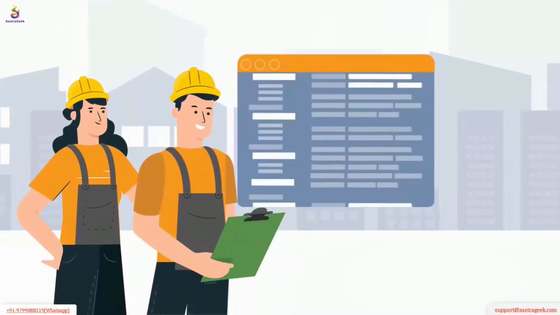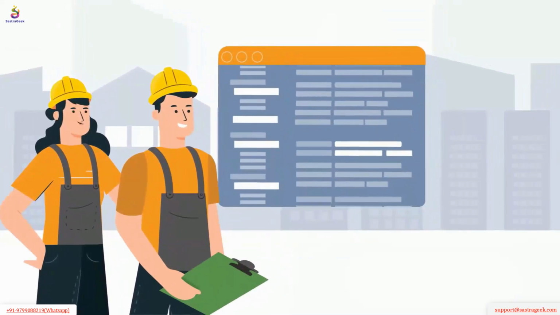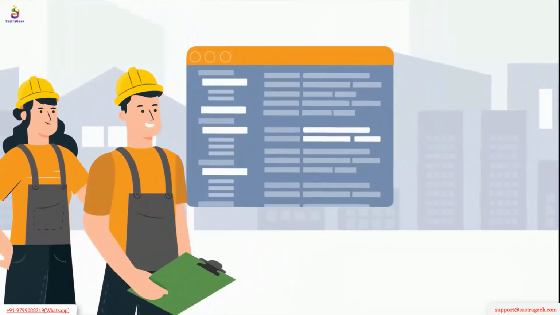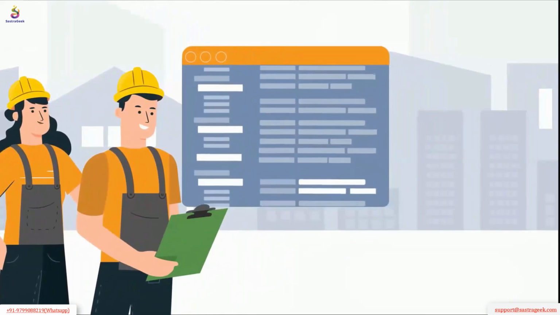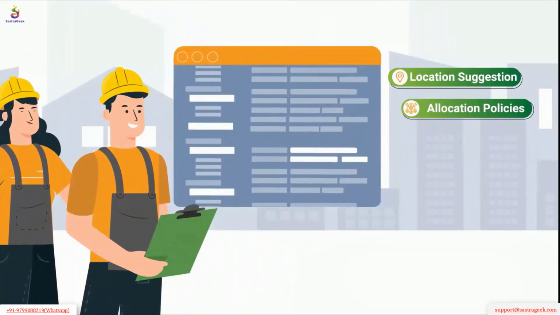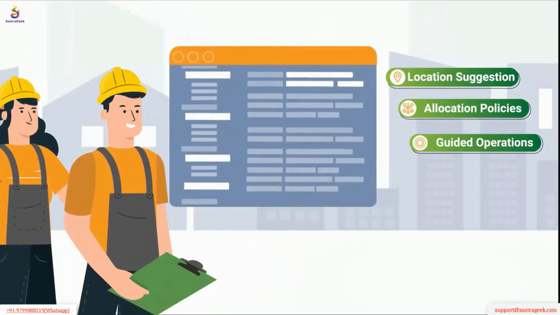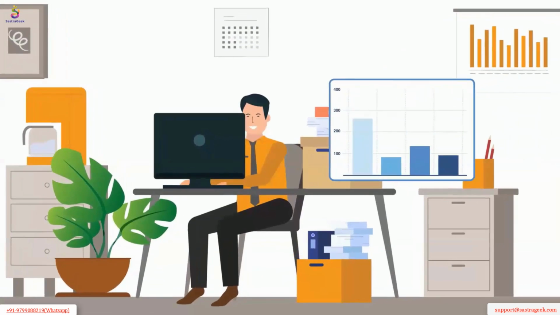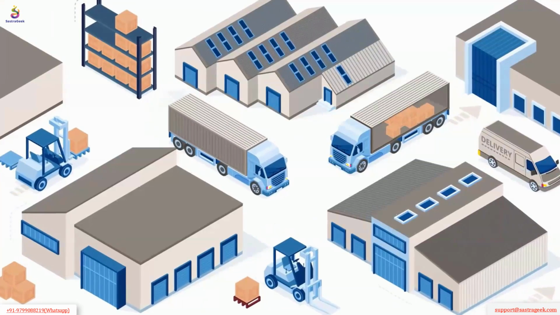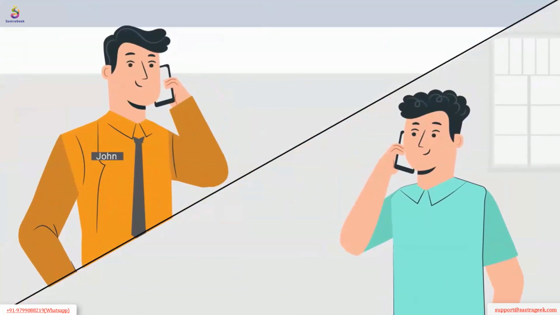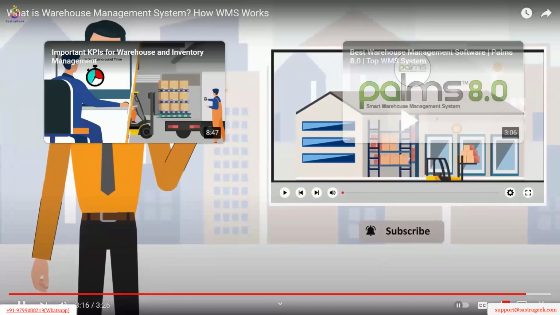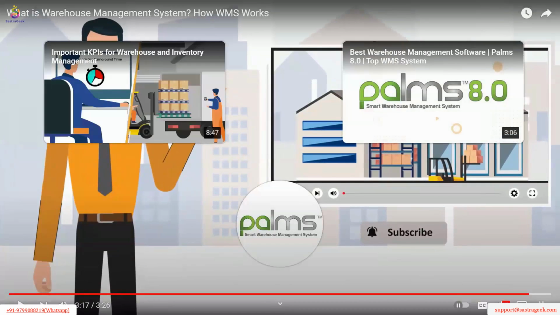One of the major advantages of a WMS system is that it eliminates dependency on warehouse personnel in terms of inventory status and operational decisions. The system takes care of important functions like location suggestion, allocation policies, guided operations. In order to optimize operations within a warehouse, a good warehouse management system should be able to handle all the activities explained. Please refer to the next set of videos for more details.